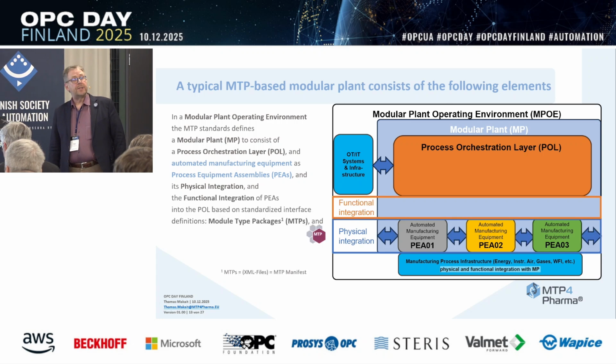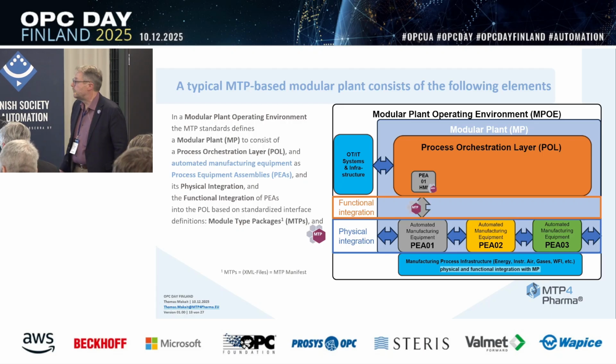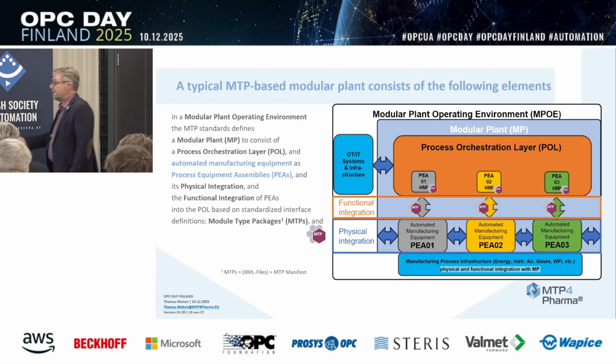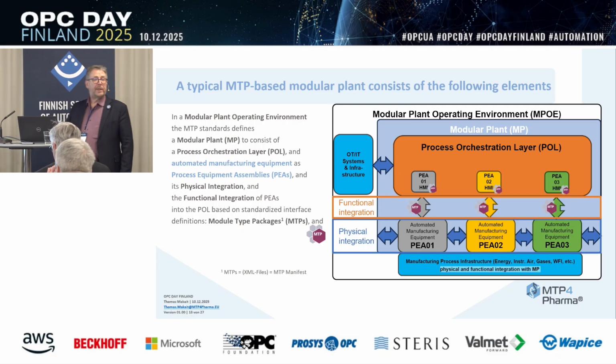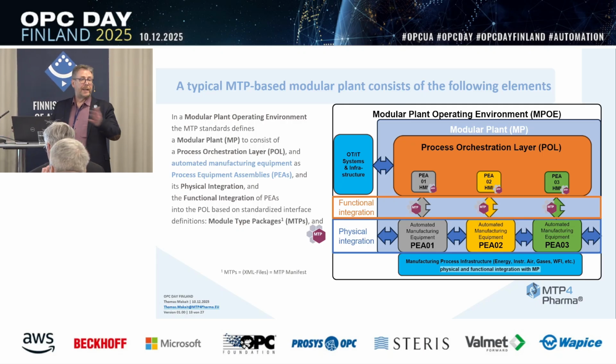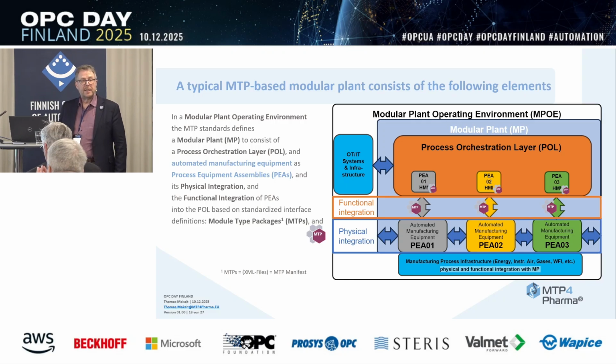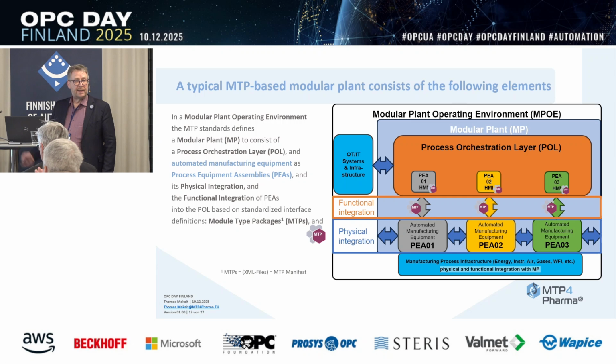And then we need to functionally integrate it. And this is now simplified with the MTP file, according to the MTP standard. This is an XML file you can import. At that point in time, the POL knows, okay, there is a PEA. And that PEA has certain capabilities. Which ones these are, we look at later. But they do not interact yet with each other.